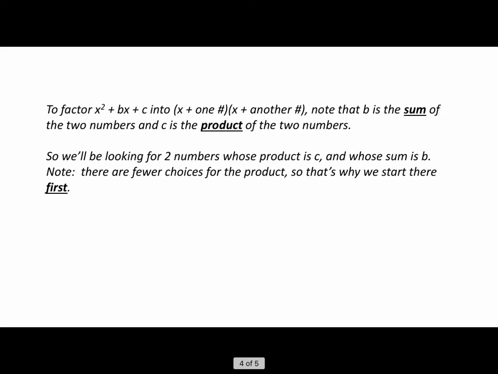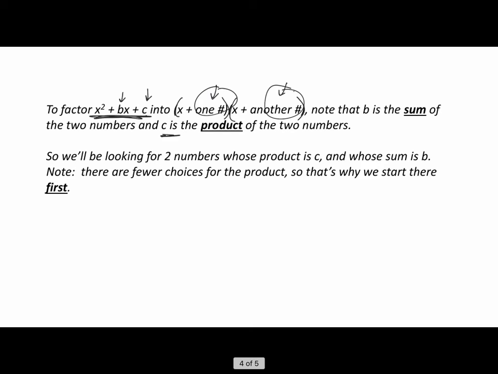So, looking back at the expanded trinomial, if we want to factor this into two binomial factors, note that b, the coefficient of the x term, is the sum of the two numbers, the two number terms of the factors, and c, the last or constant term, is the product of those two numbers. So we'll be looking for two numbers whose product is c and whose sum is b.